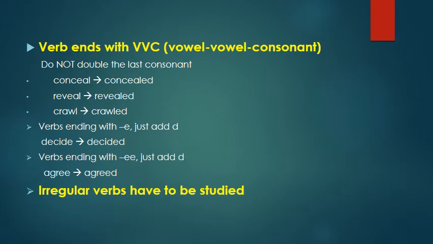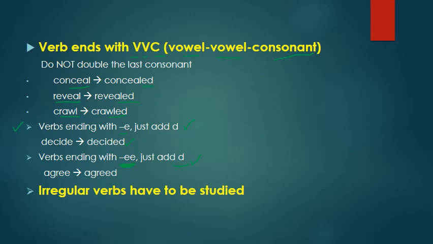Verbs ending with VVC, meaning vowel, vowel, consonant, like conceal, meaning to hide something. We don't do anything, we just add ED. Reveal, of course here we're talking about regular verbs. Revealed, because it's vowel, vowel, consonant, we don't double anything here. Crawl, we just add ED. Then verbs ending with E, a single E, we just add D. However, verbs ending with a double E, also we add D. Here we add D, and here also we add D.